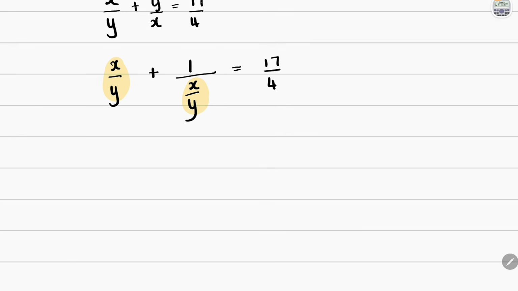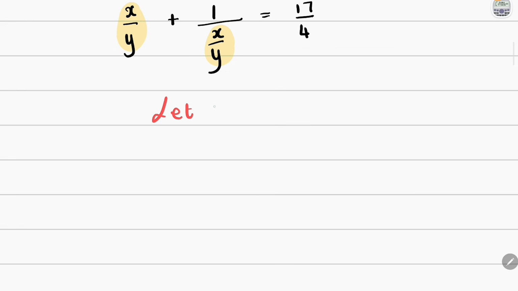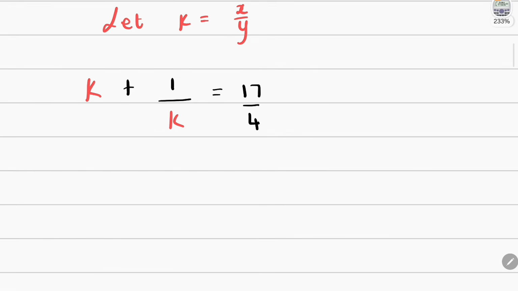We have a repeated value. So when we have repeated values and that value just looks a little intimidating, what we can just do is give it an arbitrary value like k. So we're going to say, let k be equal to x over y. And so in place of x over y, now it is k plus 1 over k is equal to 17 over 4. Okay, so in this equation, in order to solve for k, the problem right now is we have k in the denominator. So we can sort this out by multiplying both hand sides of this equation by k.